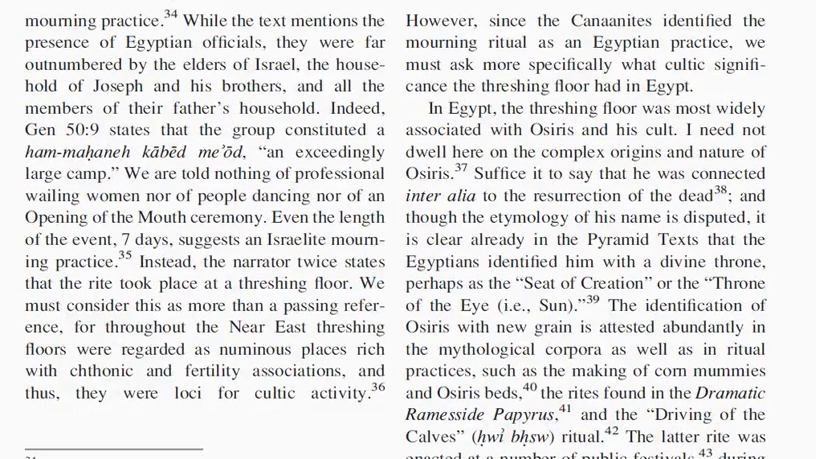End of footnote. While the text mentions the presence of Egyptian officials, they were far outnumbered by the elders of Israel, the household of Joseph and his brothers, and all the members of their father's household. Indeed, Genesis chapter 50 verse 9 states that the group constituted a machaneh kaved me'od, an exceedingly large camp. We are told nothing of professional wailing women, nor of people dancing, nor of an opening of the mouth ceremony. Even the length of the event, 7 days, suggests an Israelite mourning practice.